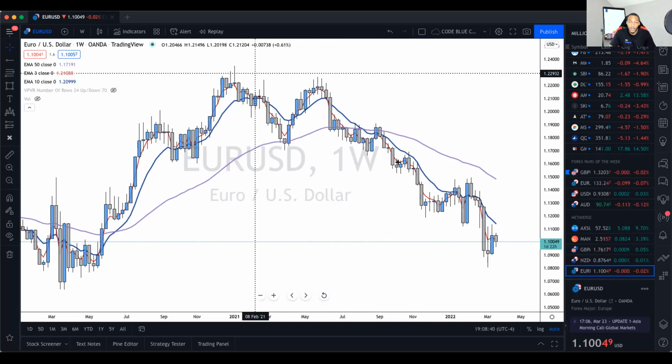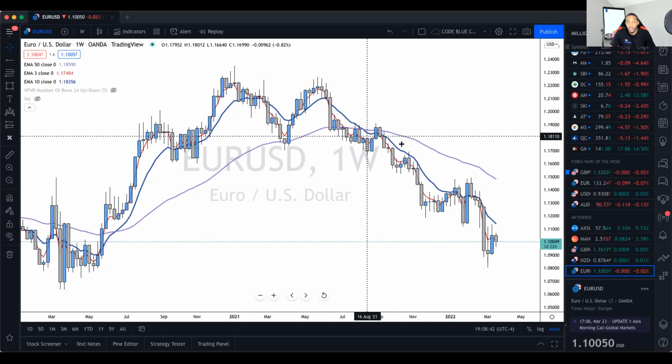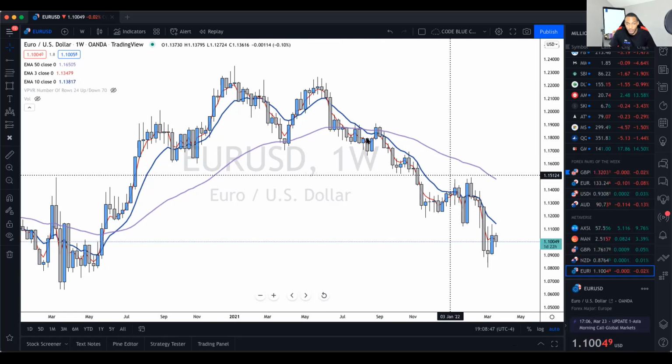So, weekly time frame, what trend are we looking at from my experience, people? What trend are we looking at currently on the weekly time frame? USDJPY. Okay.